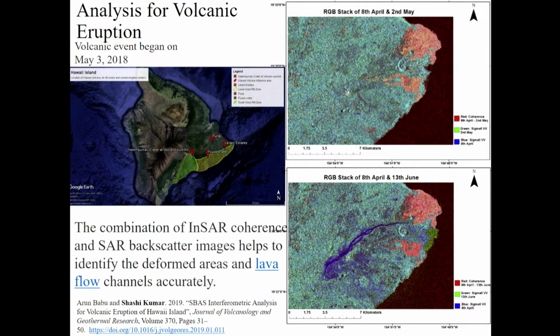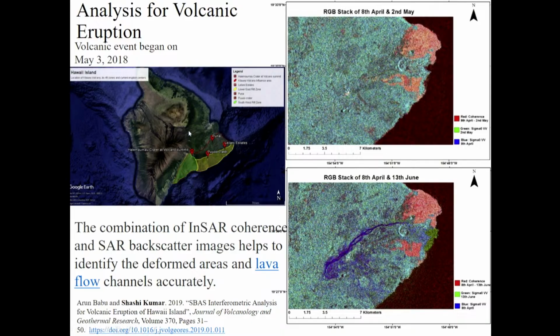Now another study was carried out to show the potential of synthetic aperture radar data sets, as well as backscatter and intensity image based interpretation, and not only this, how to use the time series interferometric data set to do continuous mapping and monitoring of the study area. So a study was carried out to do volcanic eruption mapping and monitoring, of the volcanic eruption on Hawaii Island, that started on May 3rd, 2018.